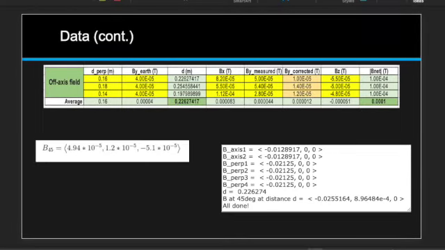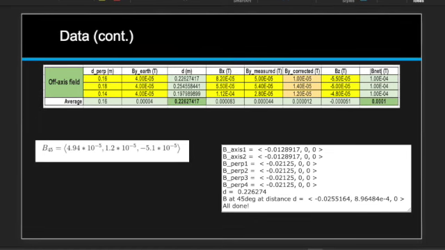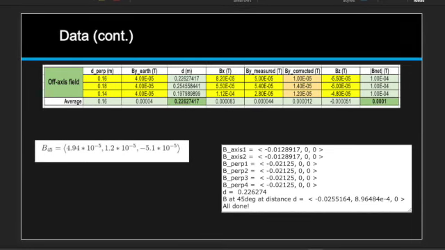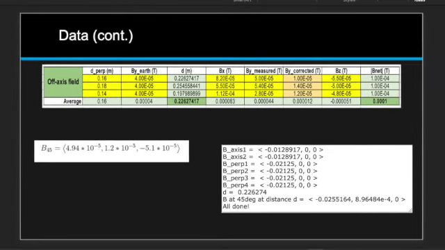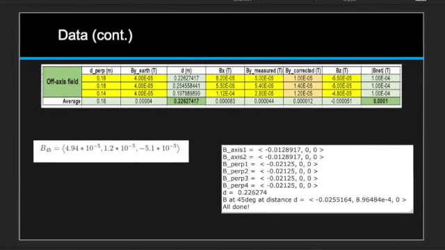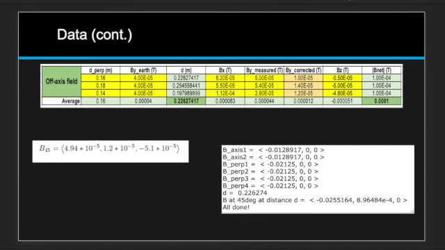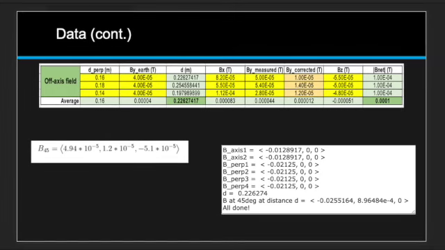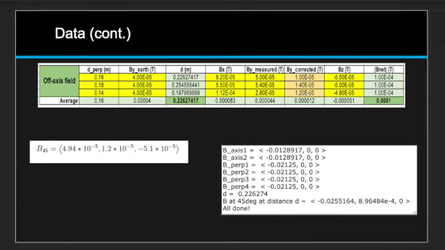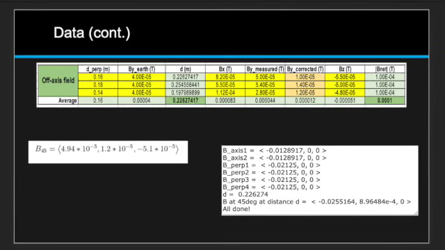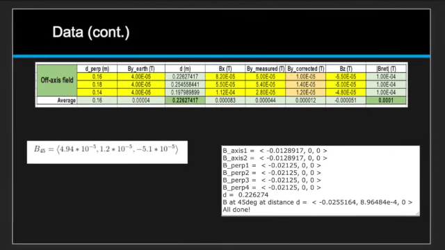Now, to continue my data, for the off-axis field, we measured the magnetic field on the x, y, and z axes from the phone, and we also found the corrected measurement of the y so that the net magnetic field would be 1 times 10 to the negative 4th Tesla.